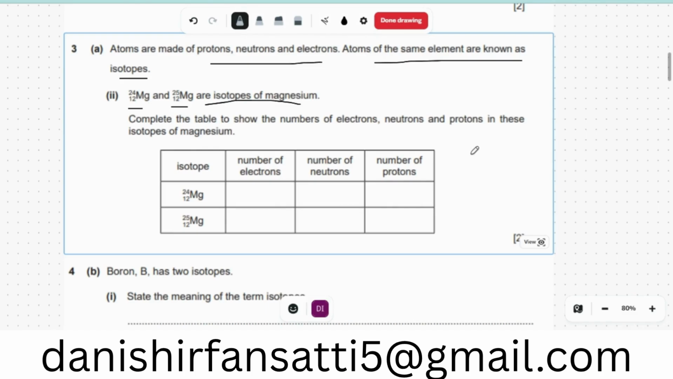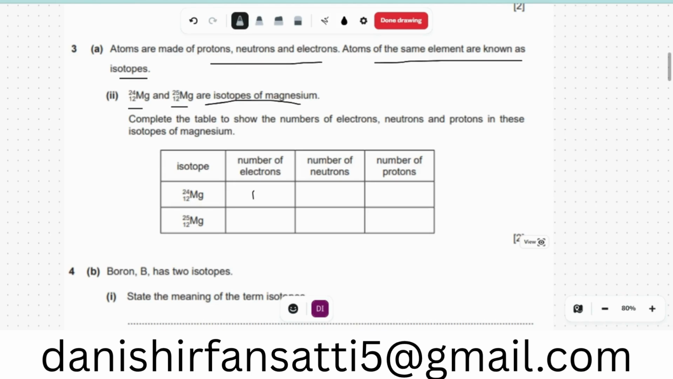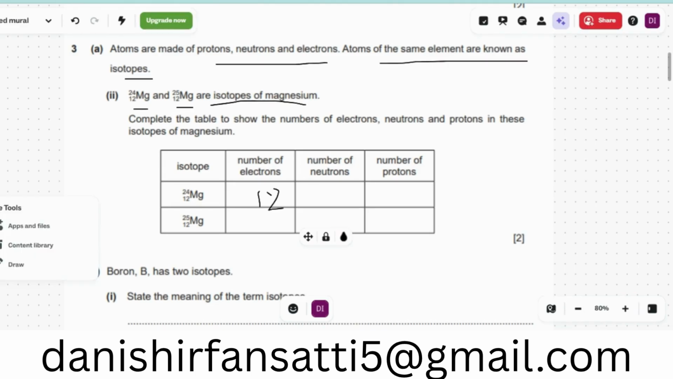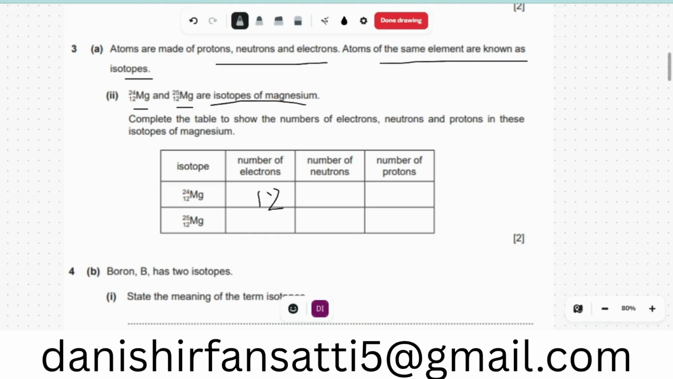The number of electrons will be the same. That would be 12. The number of neutrons is 24 minus 12, that is 12, and the number of protons is 12. Okay. In the second, the number of electrons will remain the same, but the number of neutrons now is 13 and the number of protons is also the same. Okay, so you can see the difference between isotopes is the number of neutrons. Okay, just remember that.